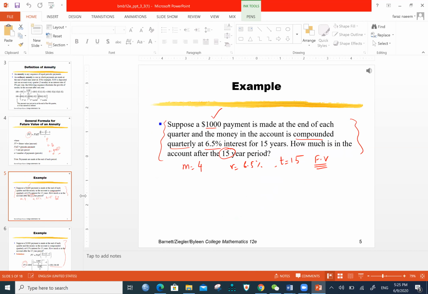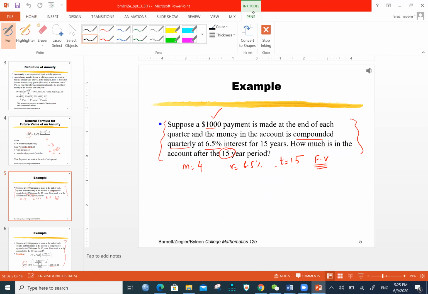Here we solve one example. As I said, in these problems it is very important to extract the data, and the rest of the things are very simple. Suppose a $1,000 payment is made at the end of each quarter. Through this statement, "each quarter," I know that this is a sequence of equal periodic payments. This is PMT. We are making $1,000 payments at the end of each quarter, after every 3 months. Is that clear?